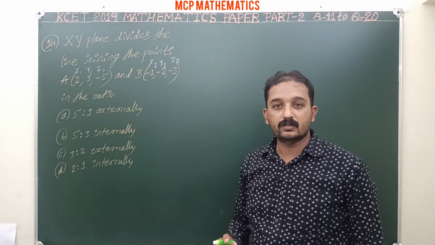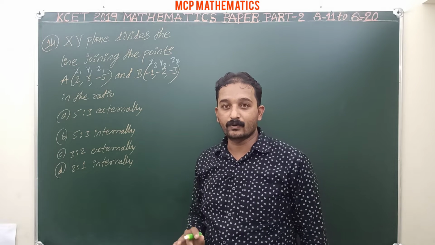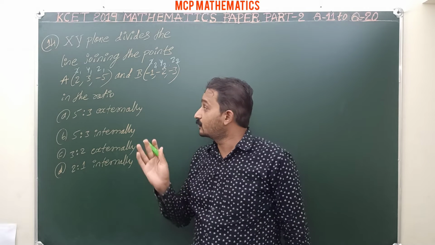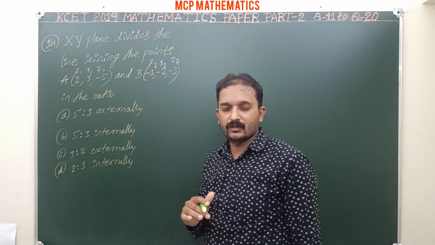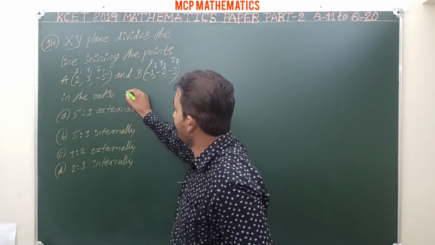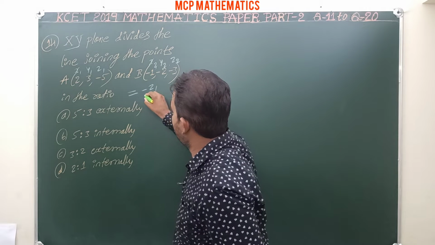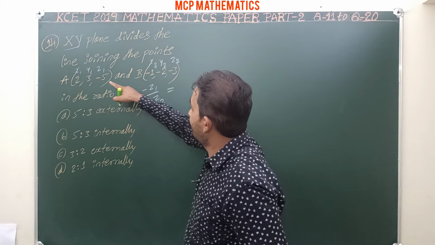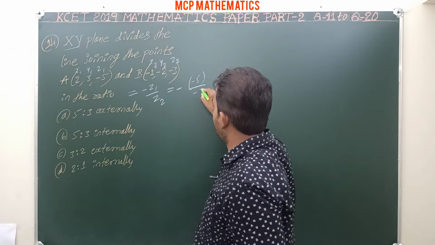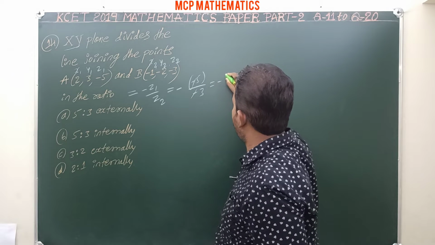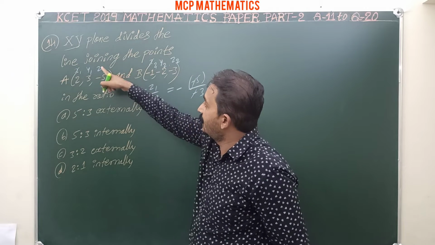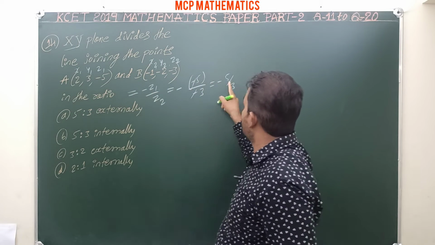I am not solving this question by the usual method because this is a lengthy process, it carries 3 marks, but here it carries only 1 mark. I am solving this question by a shortcut method. Here the xy plane divides, so the answer we can directly write: the ratio is equal to minus z1 divided by z2. So minus z1 here is minus 5 divided by z2, which is 3. So the minus gets cancelled, it is 5 by 3. So the required ratio in which the xy plane divides the line joining the two points is 5 by 3.